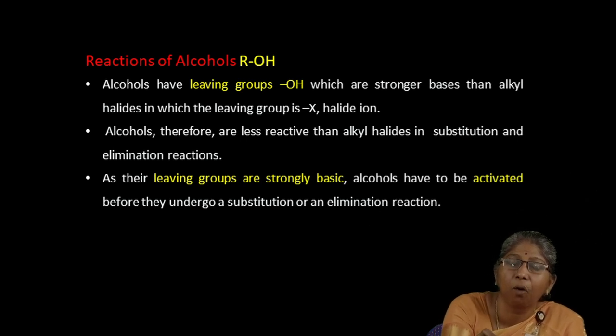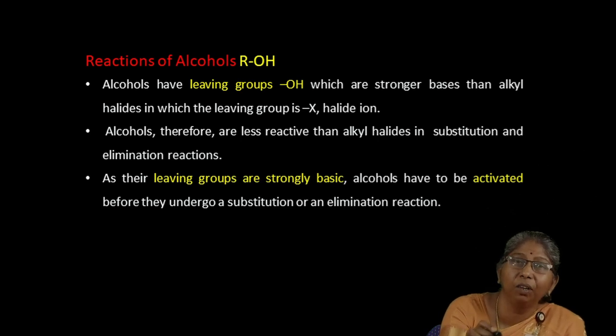But in the case of ROH, that is alcohols, aliphatic hydroxy compounds, the bond between the alkyl group and the oxygen atom is a very strong bond, because the OH group is a stronger base, and it is not very easy to break that bond. So what we have to do is weaken that bond. How to weaken that bond? The OH minus ion, being a stronger base attached to the alkyl group, cannot be broken very easily. So we have to weaken it.